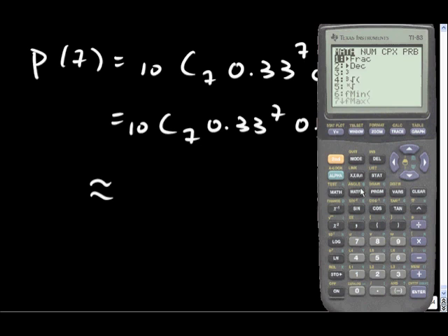Math, probability, combination. 10C7 times 0.33 raised to the 7 times 0.67 raised to the third power.